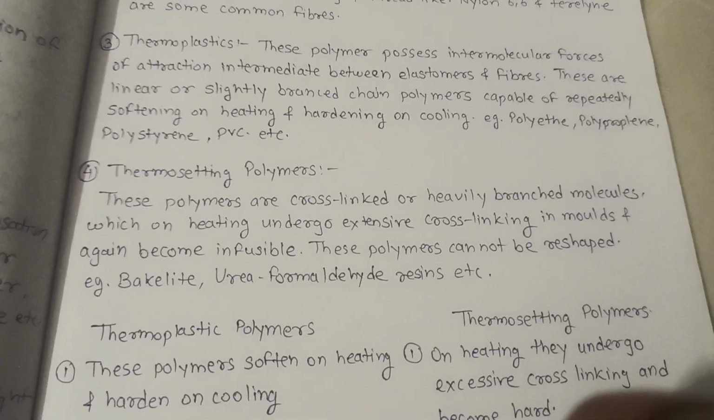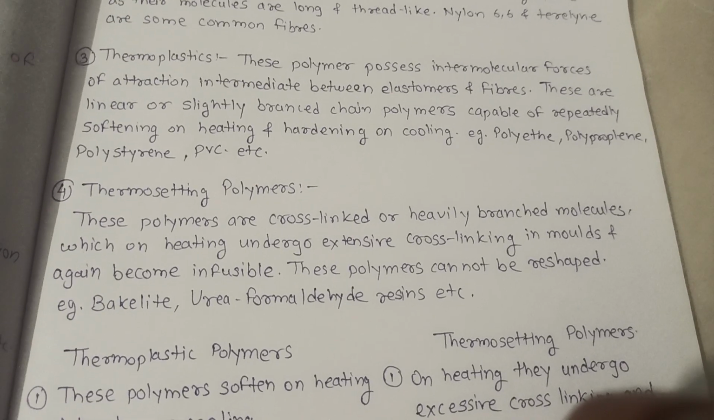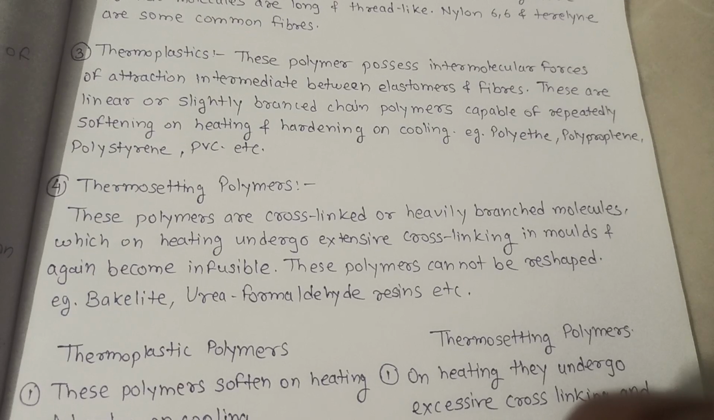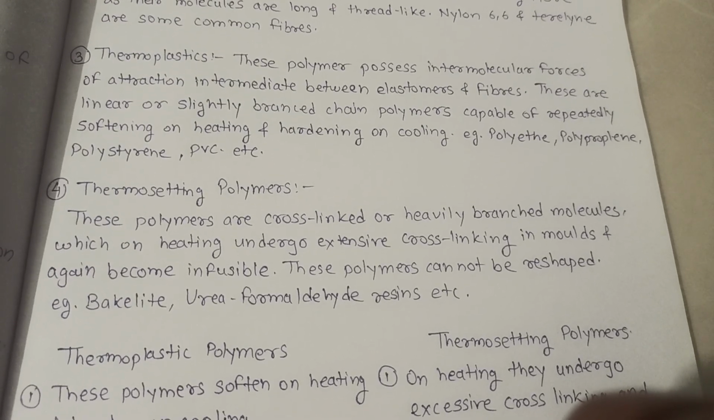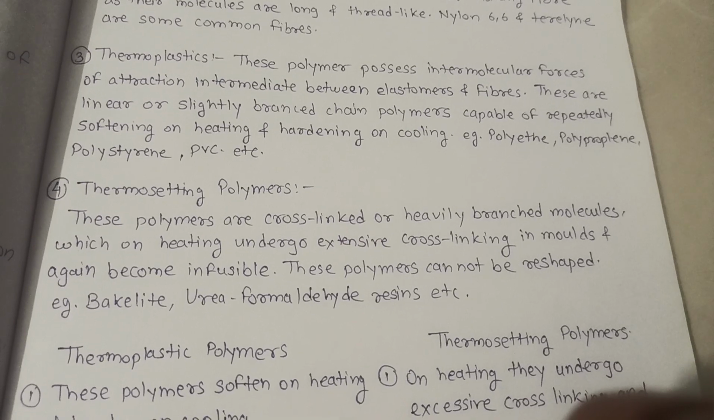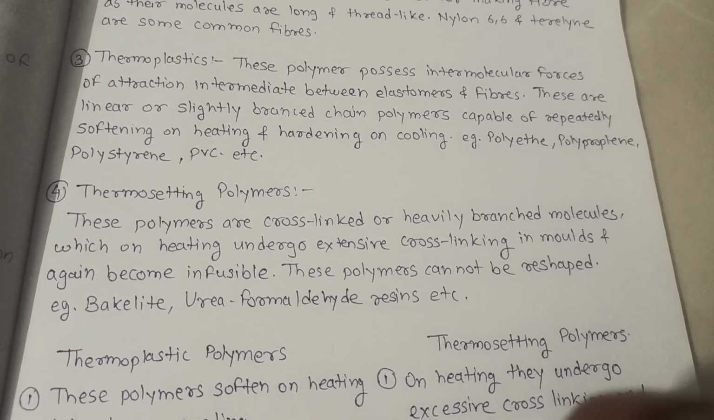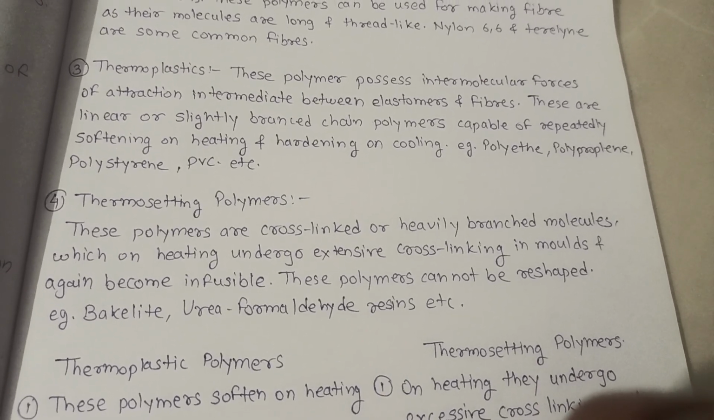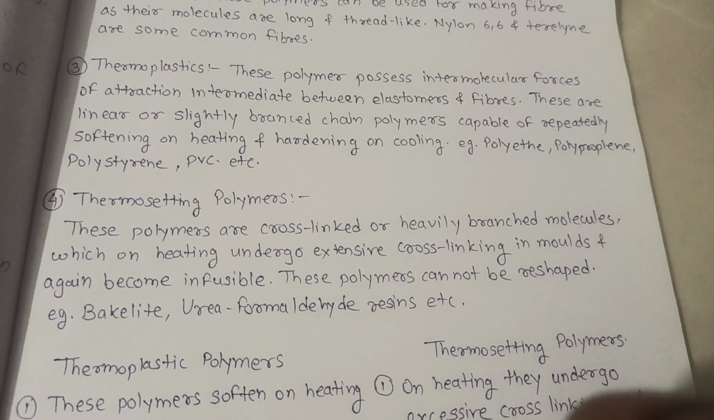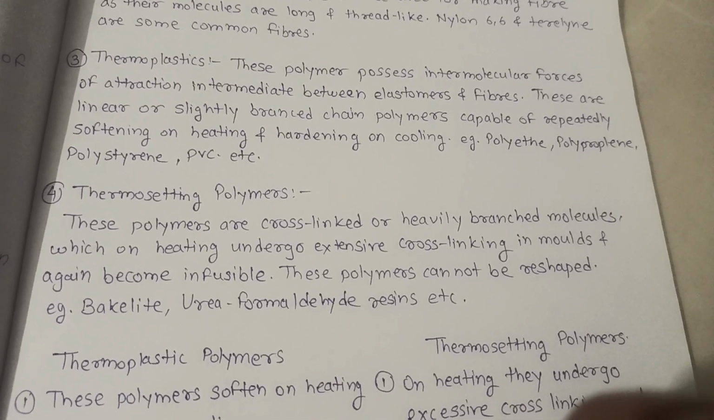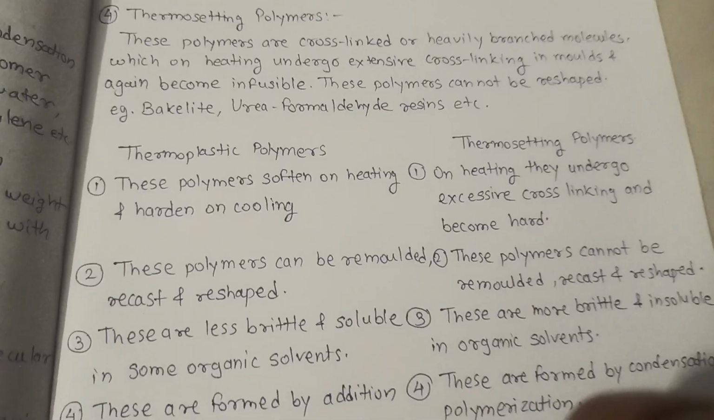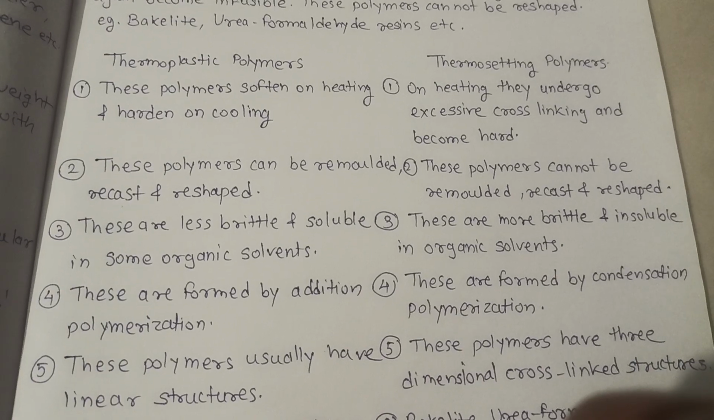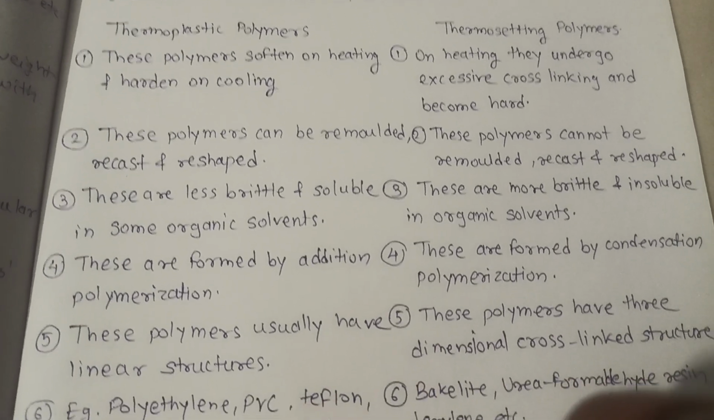These are the examples of thermoplastic polymers. Next category is thermosetting polymers. These polymers are cross-linked or heavily branched molecules which on heating undergo extensive cross-linking in molds and again become infusible. These polymers cannot be reshaped, so we cannot reshape them like thermoplastic polymers. When we give shape to this polymer, it remains in that shape only. Examples are bakelite, urea formaldehyde resin, etc. And now we are going to distinguish between thermoplastic polymers and thermosetting polymers. That's the last part of the video.